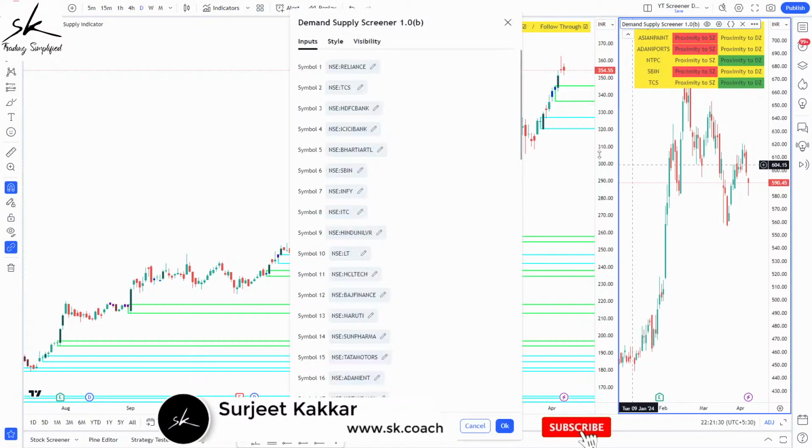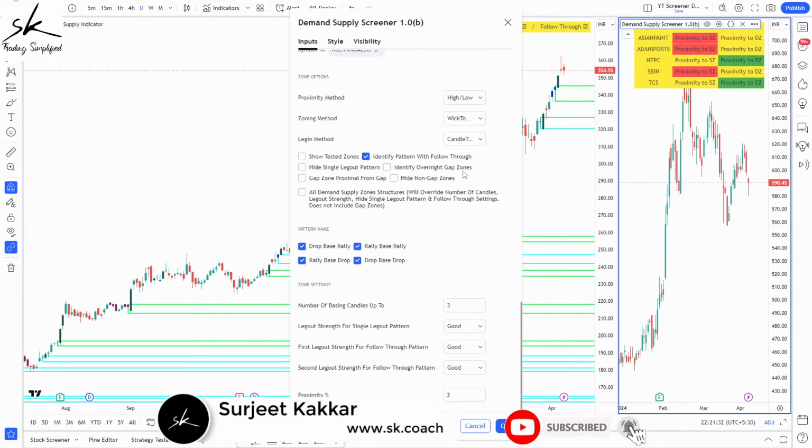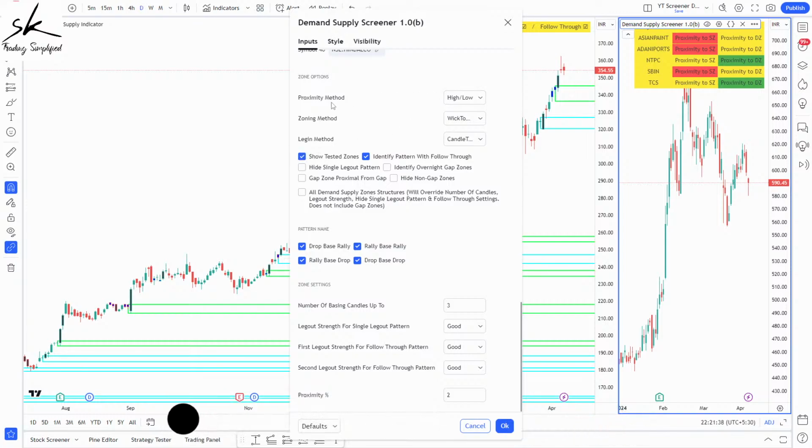So now what I can do is, because I want to be inside the zone, the first thing will be that the zone will be tested. So I have to check mark show tested zones, and because I should be inside, my proximity method should not be based on high and low. It should be based on the closing. So now my closing will be inside of the zone, and because it has to be inside of the zone, the proximity has to be 0%, right?